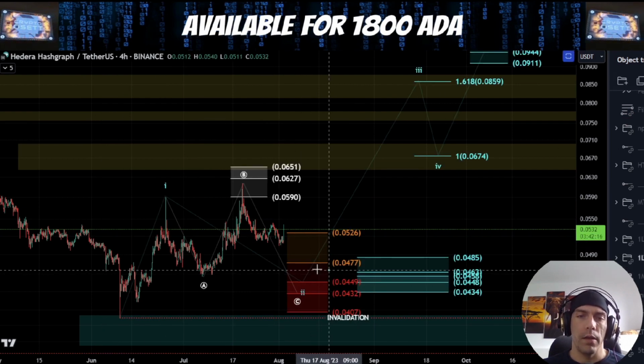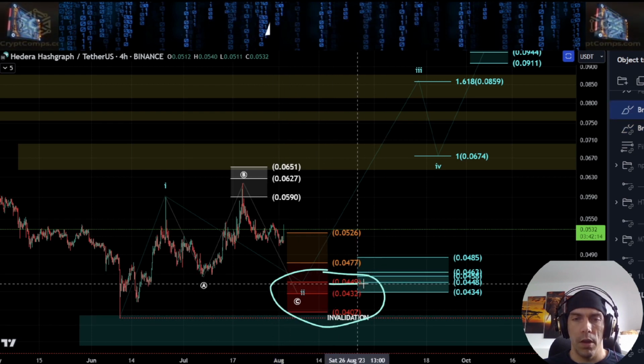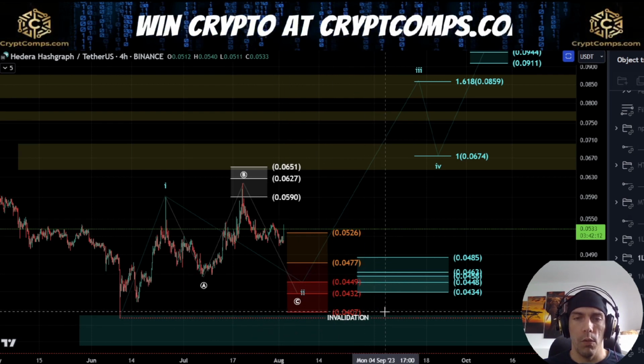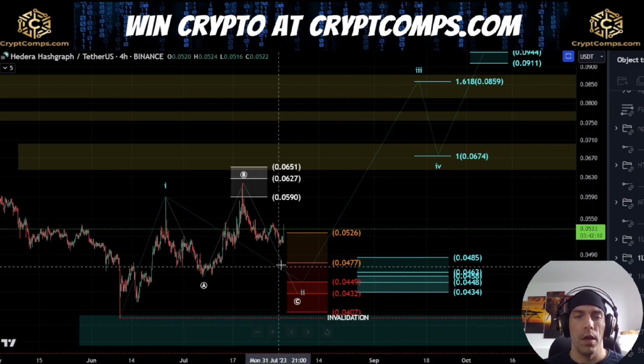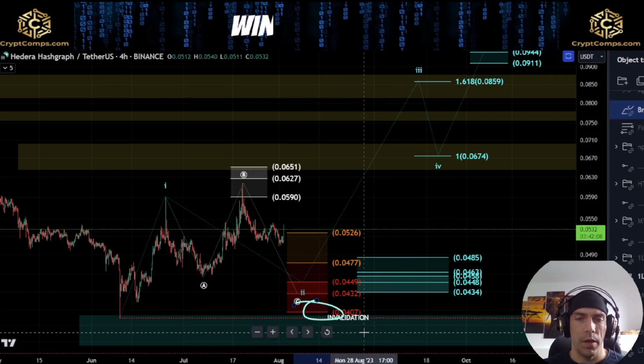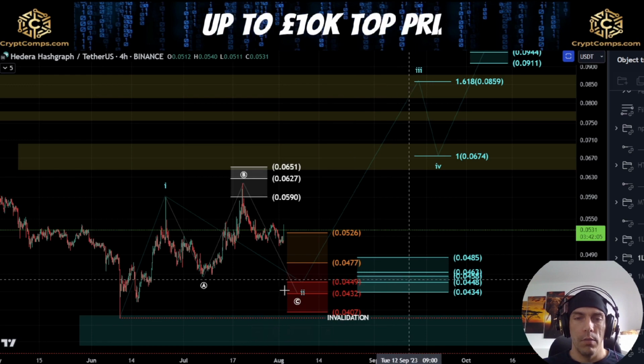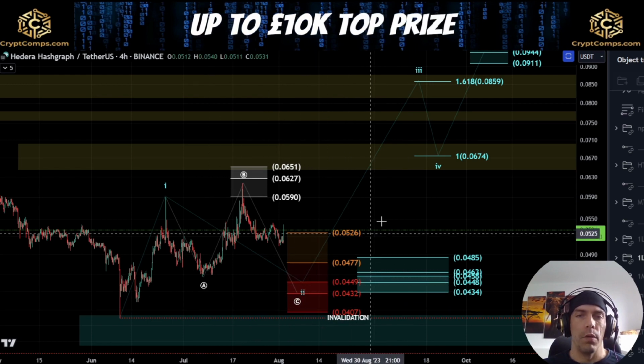If we do form a flat and we do look to push down, the most common area that we'd be looking for would be this 449 to this 407. Now I wouldn't really want to come down as deep as that 407 because that would be really close to the invalidation and not very common for a wave 2.